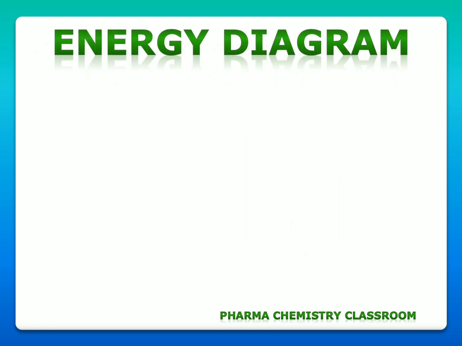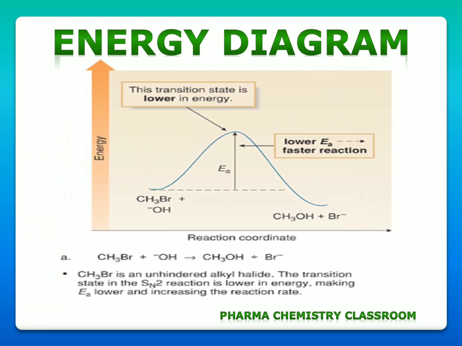Next we will see the energy diagram of our reaction. What is the energy diagram? This is a graphical representation showing the relative potential energy of reactants, transition state and product as a reaction progresses with time. So here you can see our reaction. Our reaction is an SN2 reaction. Here the energy is on the y-axis and the reaction coordinate is on the x-axis.